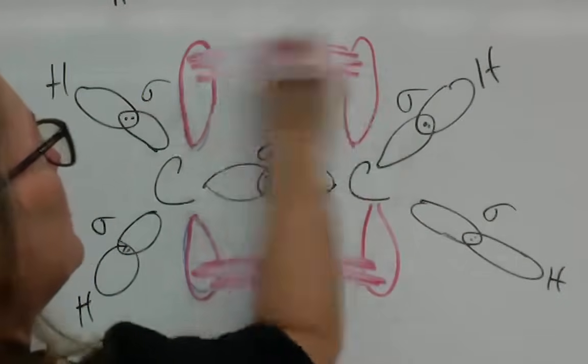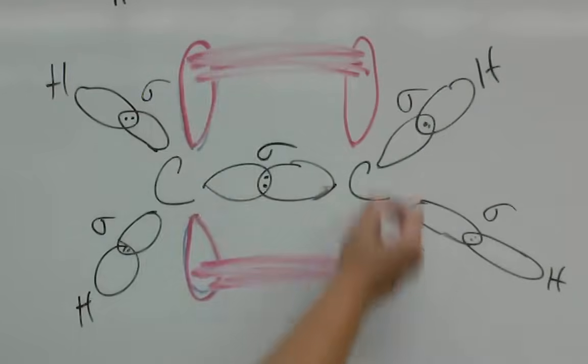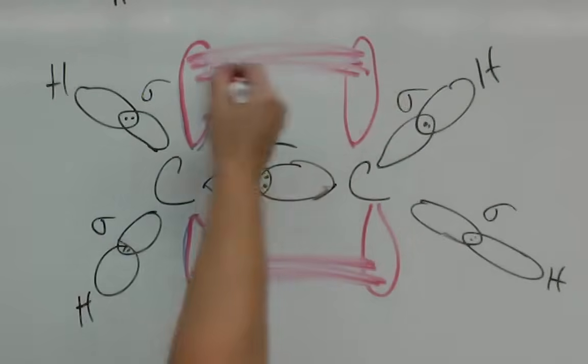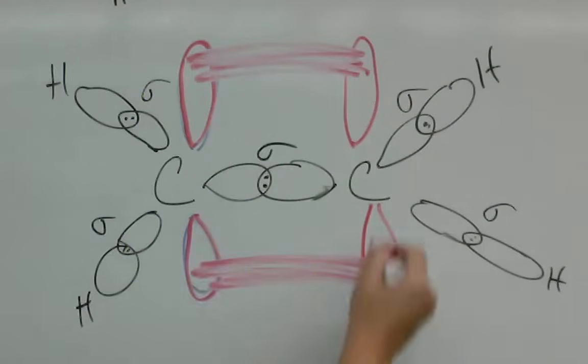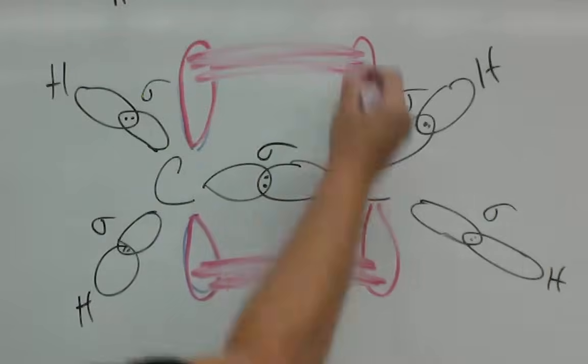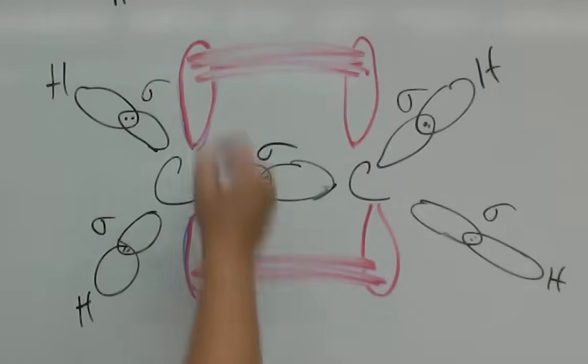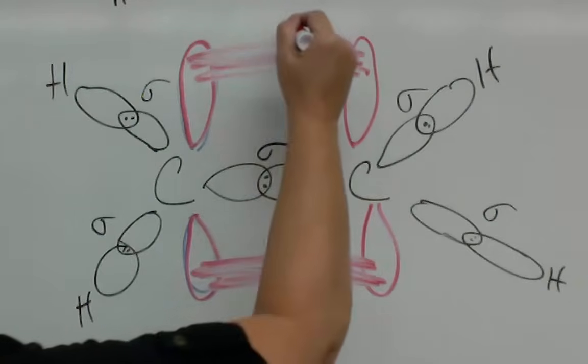And this whole part that I have here in this red color, looks more pink to me, this one piece, the square piece, is a single pi bond. I'm going to go ahead and label that.